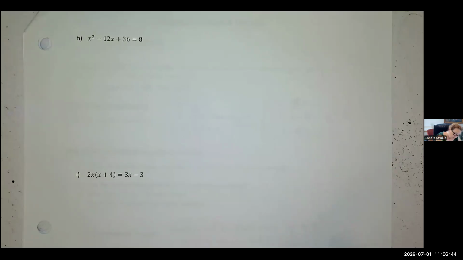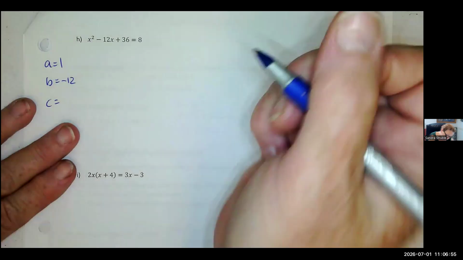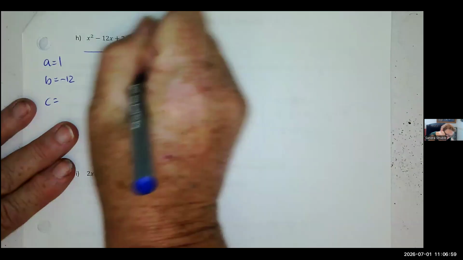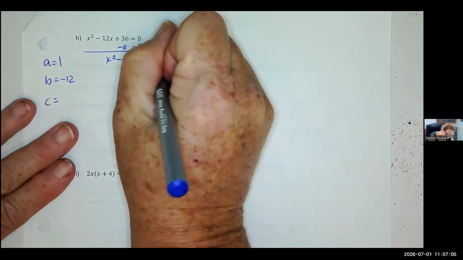This one's already set up for us. A is 1, B is -12, and C is 30. Oh, it's not set up for us. I'm so sorry, I thought that was a 0. I'm wearing my glasses too. So x squared minus 12x plus, is that 28? 28 is 0. All right, so 1, -12, and 28.